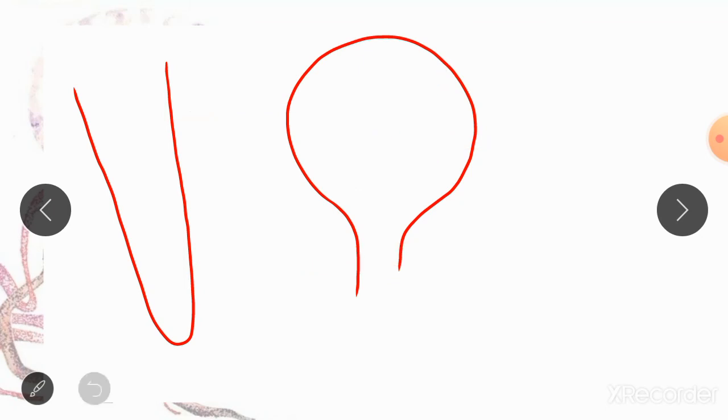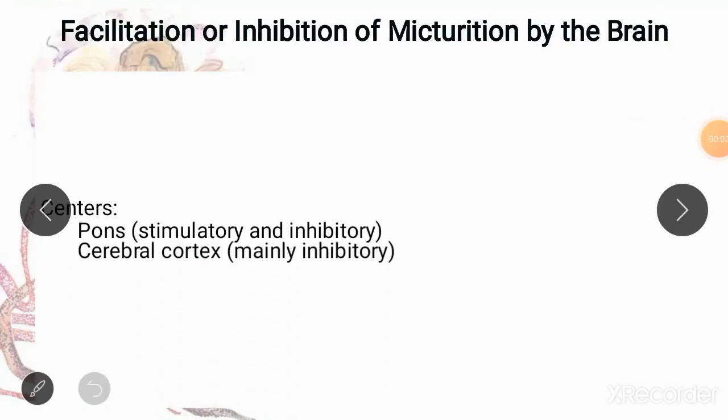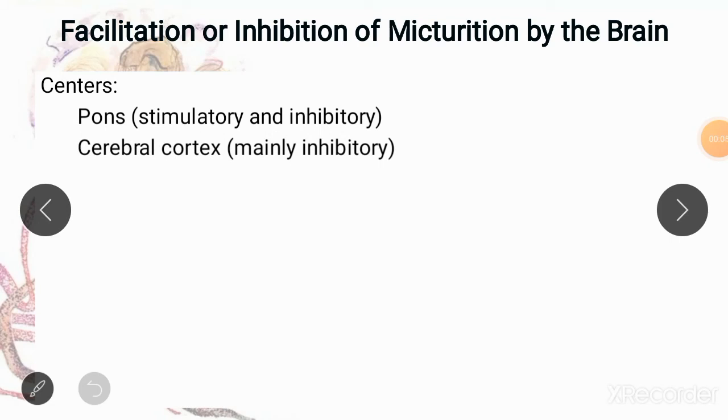So this is your micturition reflex. So the higher centers which are involved in micturition include pons and cerebral cortex. Pons जो है वो both stimulatory और inhibitory signals भेजता है आपकी external pudendal nerve को, and it can affect your sphincter in both ways. It can also cause inhibition of the sphincter. It can also cause relaxation of the sphincter according to the environment.